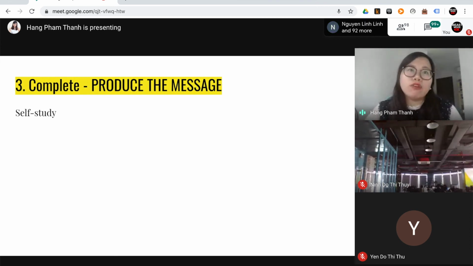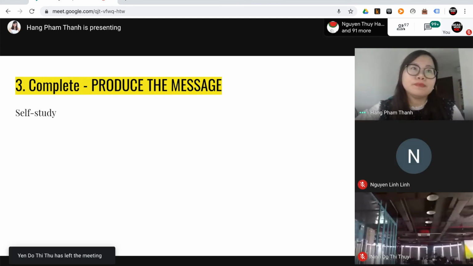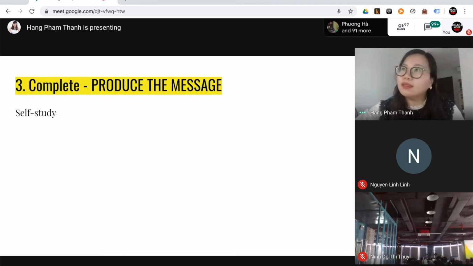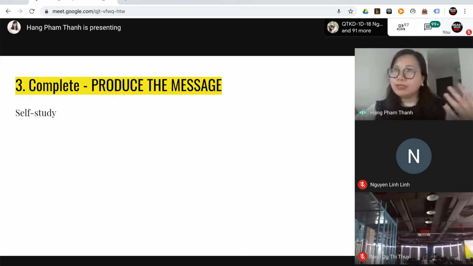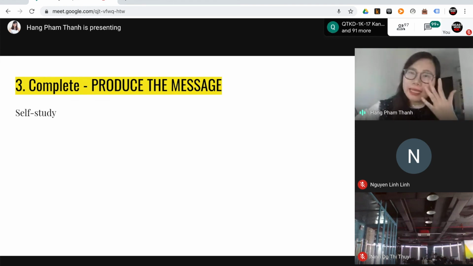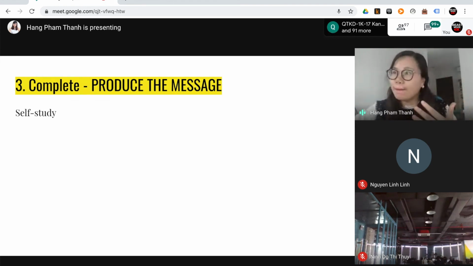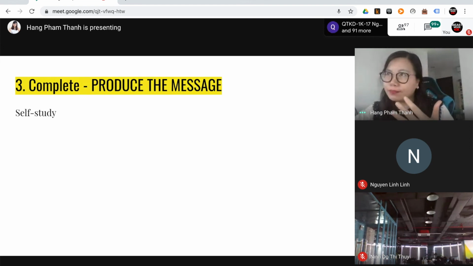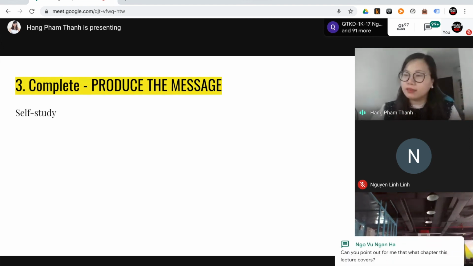Okay, so for example, you want to produce the design of the message to make sure that they are consistent. There is a balance of different images and text, and every detail should be, for example, the margins of the.